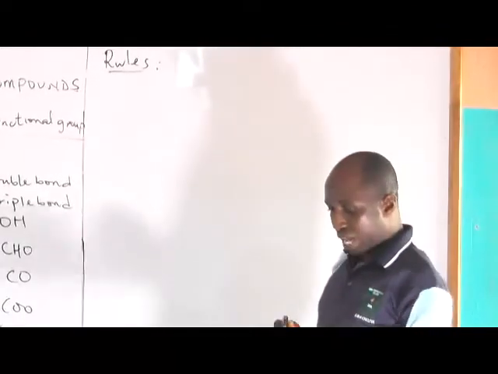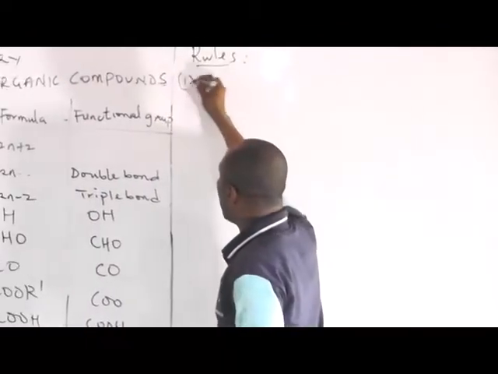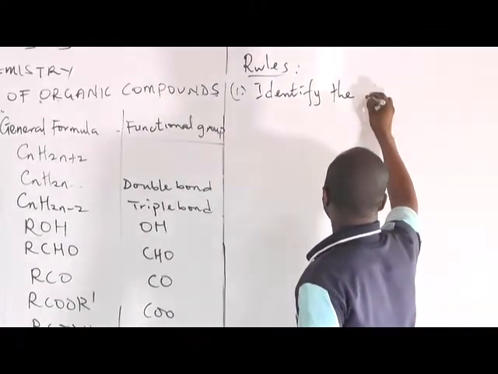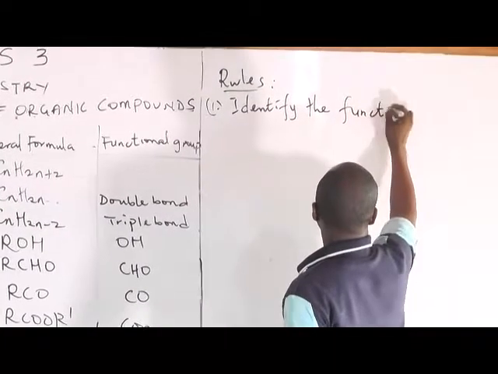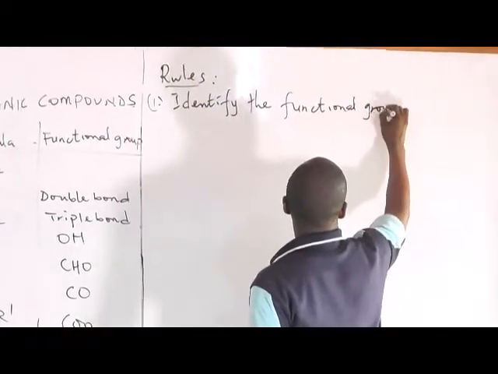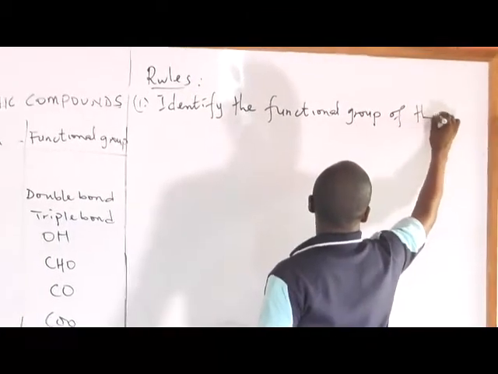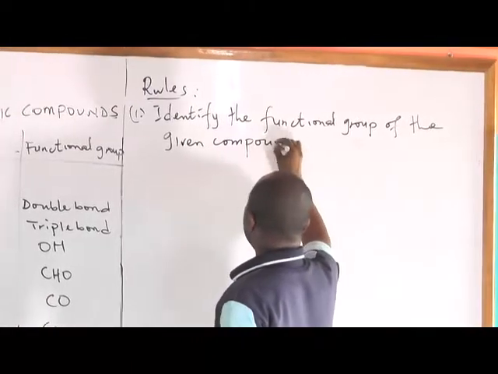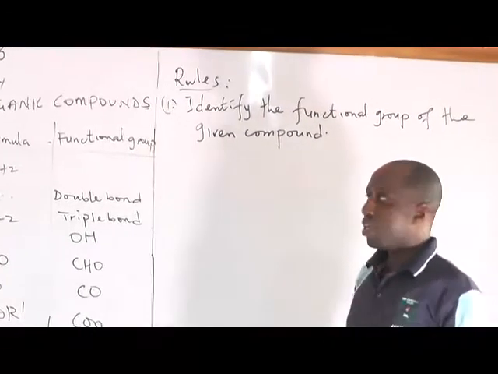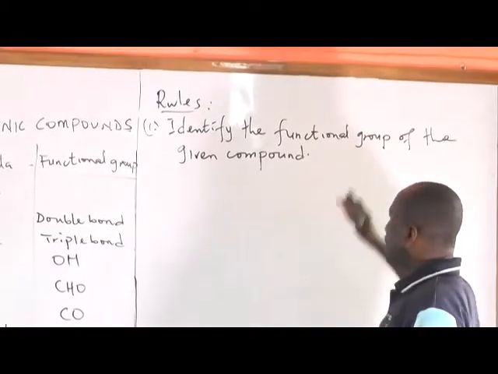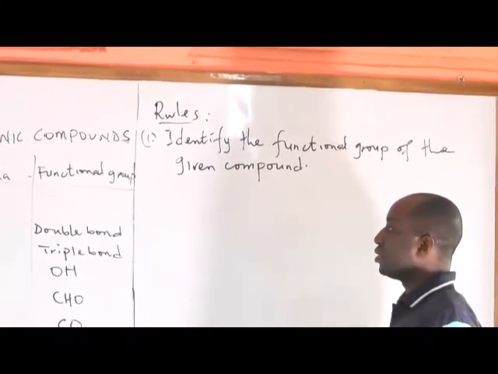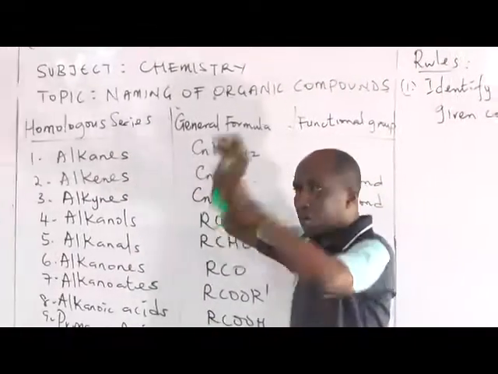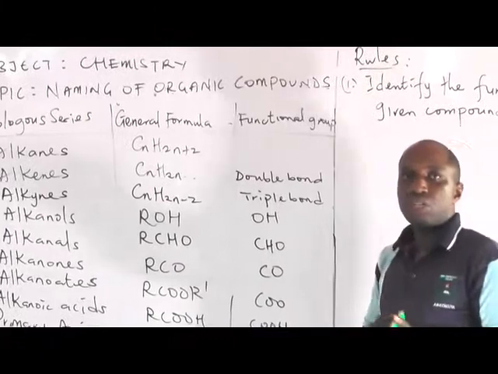The first rule says that you must identify, rule number one, identify the functional group of the given compound. So when a compound is given to you to name, the first thing is to identify the functional group that is present in that compound, because that is what will tell you the homologous series or the name, the family name of that compound.